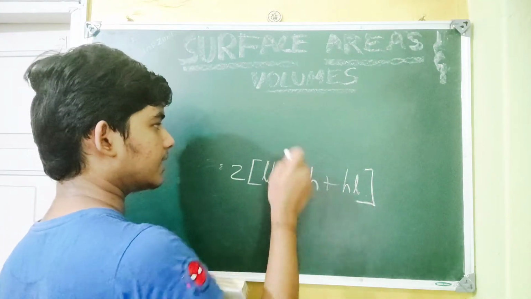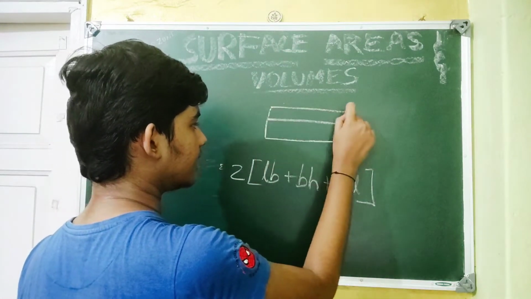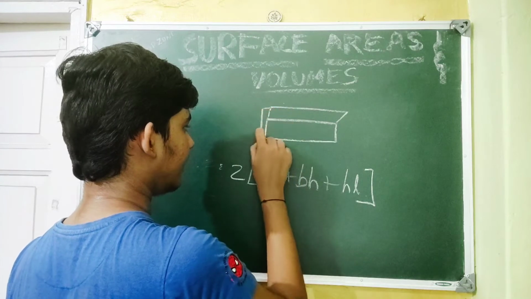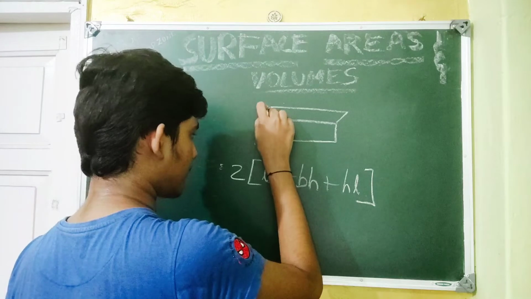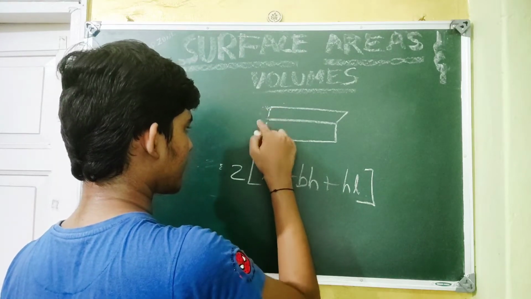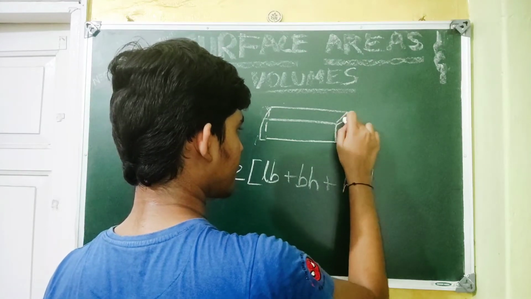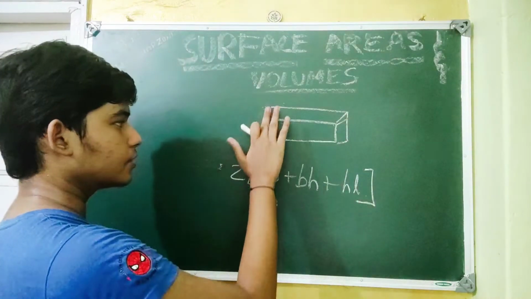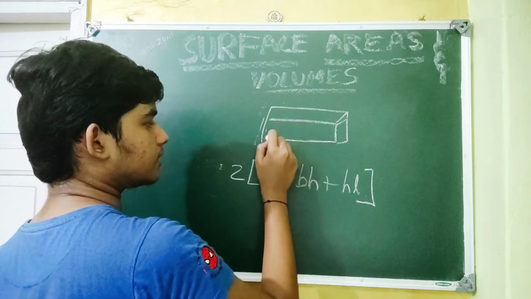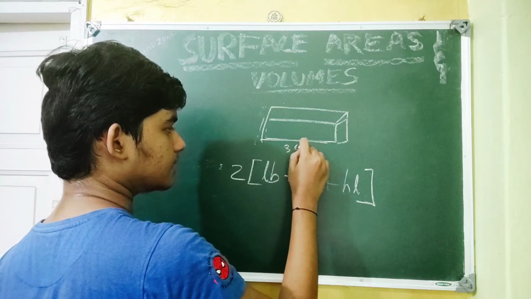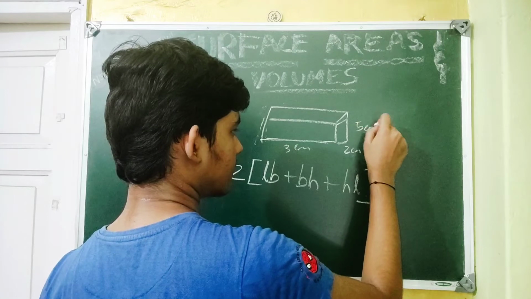So for example, let's take a cuboid, and I'll just draw it roughly. Let's say in this cuboid the value of the length is 3 centimeters, the breadth is 2 centimeters, and the height is 5 centimeters.